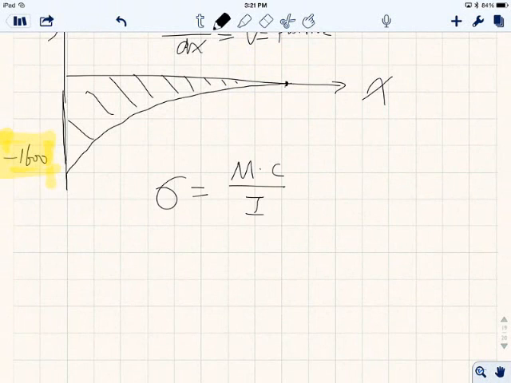So probably we already know what M is based on what we did, the moment diagram, right? And like I mentioned, c is the distance to the neutral axis, which I'll show you. You can get it right away. Another quantity we don't know is I. So probably we need to calculate I.